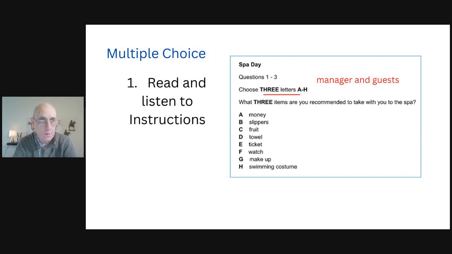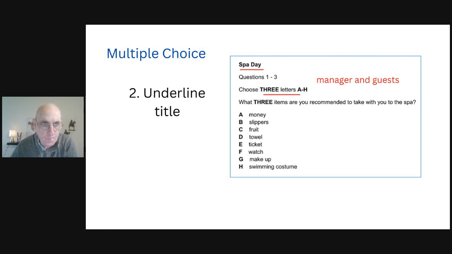So in this case, I would write down that this recording is a conversation between two people. It's the manager and the guest who's trying to make arrangements for a spa day. And that's the next step that we're going to take: if we have a title on our set of questions, we're going to underline that, again, to help us with the context, so that before we even start listening, we know a lot about what we have to do here and what we're heading into.